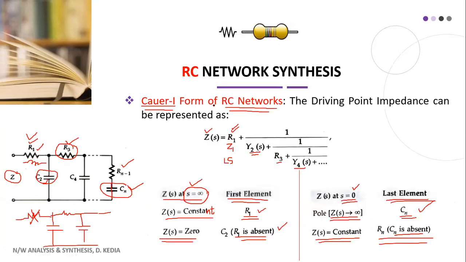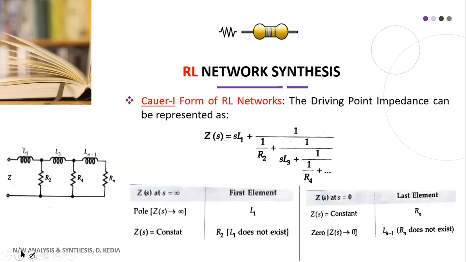In cover 1 RC, what we had? RC, RC, RC. Similarly, here things have changed. In cover 1 form of RL network, we have LR, LR, LR like that. And this is the representation. So for L1, it is SL1 plus 1 by, now things have reversed, 1 by R2. This is admittance. And we continue like this.